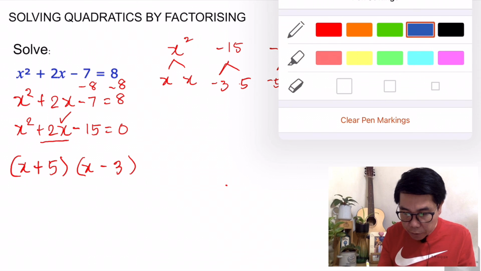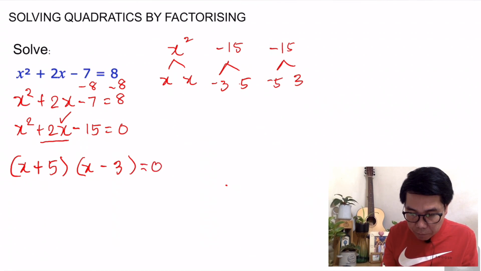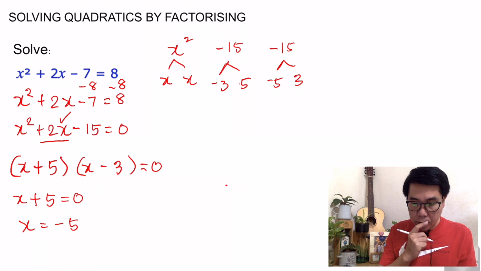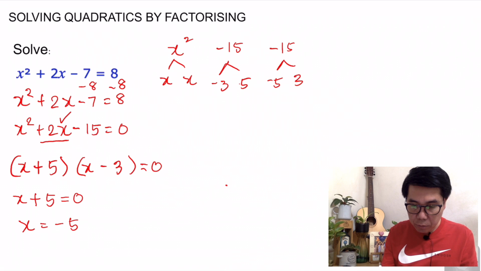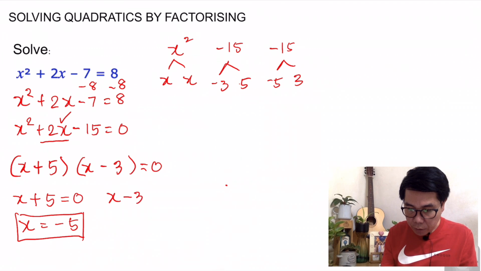Is equal to 0. So we have here x plus 5 equals 0. x is equal to negative 5. So this is one solution. The other one, we have x minus 3 equals 0. x is equal to 3. Other solution.